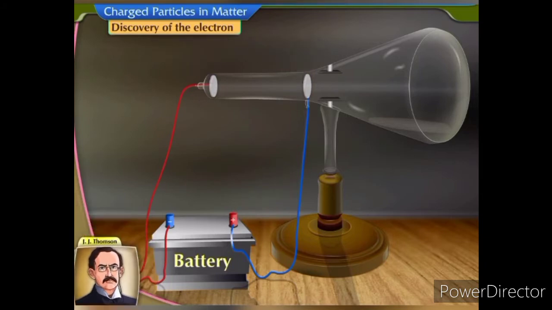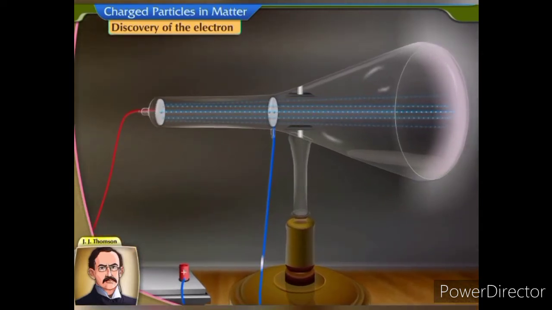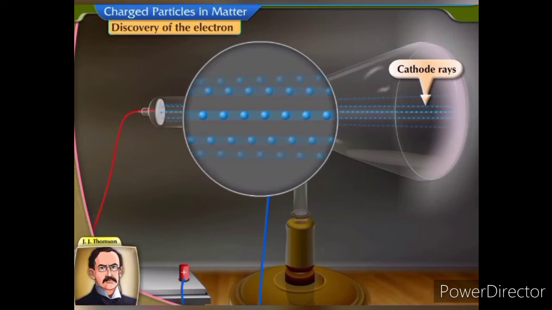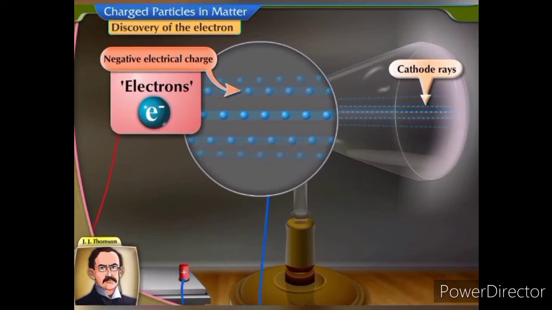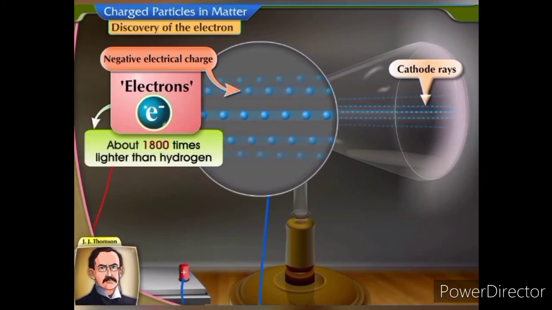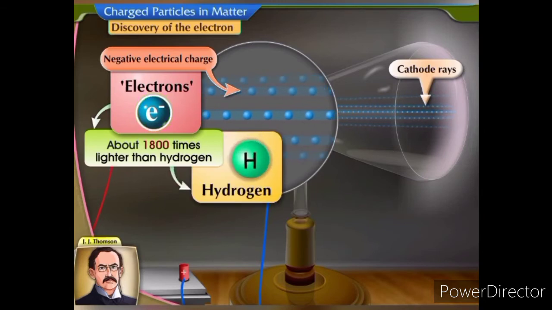Thomson observed that when a high voltage was applied between the two metal plates of the cathode ray tube, the cathode emitted rays. These rays were called cathode rays, and they consisted of a stream of particles, which were found to possess negative electrical charge and were called electrons. These particles were about 1,800 times lighter than hydrogen.